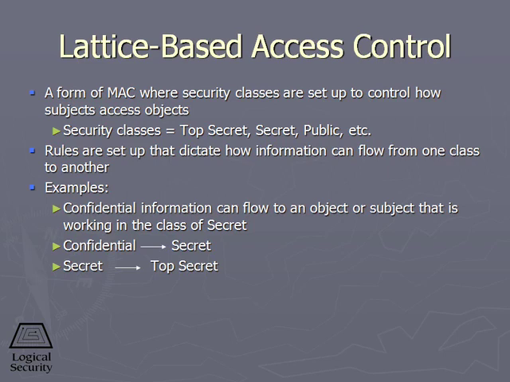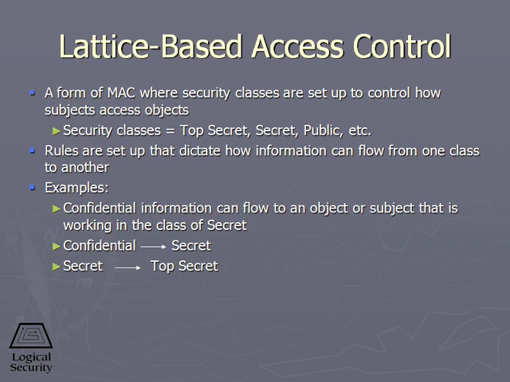Other examples of how this model works, as we see in the diagram here in the slide: confidential information can flow to an object or subject that is working at the same level, in this case the class of secret, the layer called secret. In another example, we might say that information can flow from a lower layer to a higher layer. This would be more of a confidentiality model, because what they know down there, I'm allowed to know up here. So they can send information up. I can't send information down, though. That would violate confidentiality. So that's a second example of how this lattice-based access control model might work.